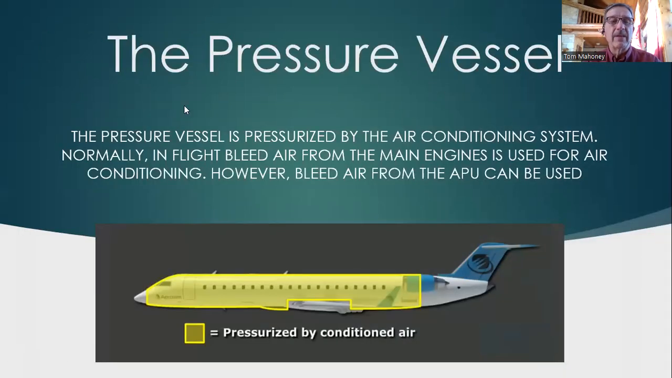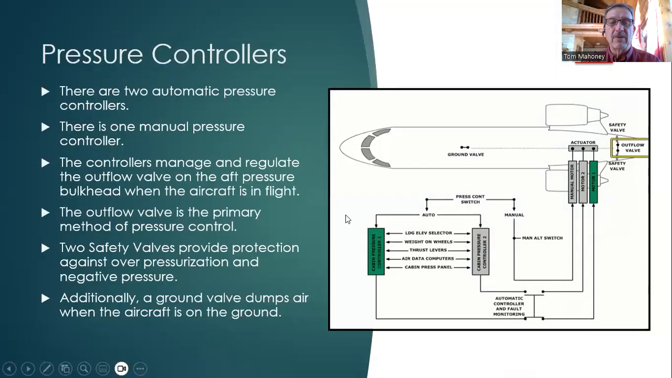The pressure vessel is pressurized by the air conditioning system. Normally in flight, we use bleed air from the main engines. However, we can use bleed air from the APU in certain cases when we are below 25,000 feet, as far as the CRJ 700 is concerned. So this demonstrates what the pressure vessel might look like on the CRJ 700. It's a single vessel, and some aircraft use more.